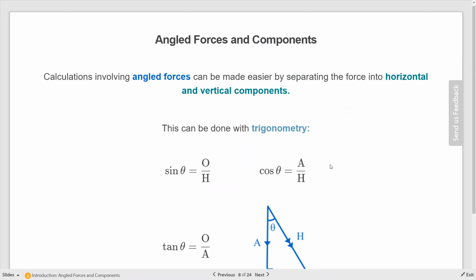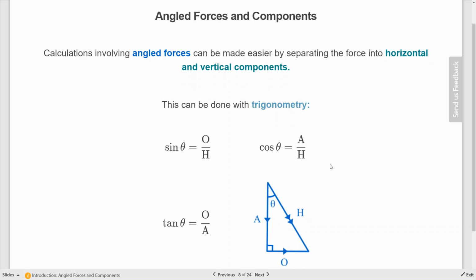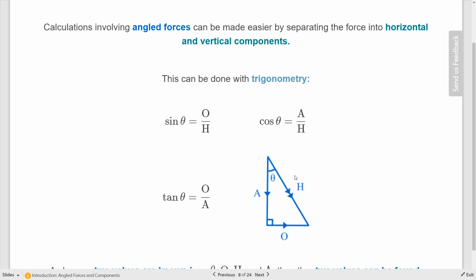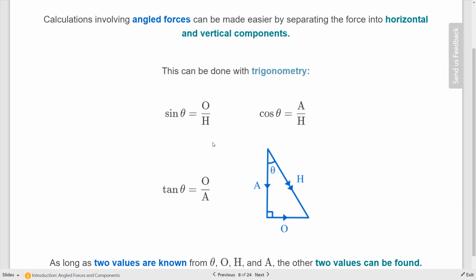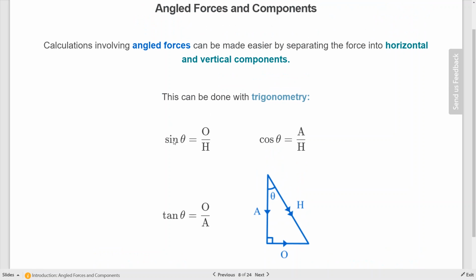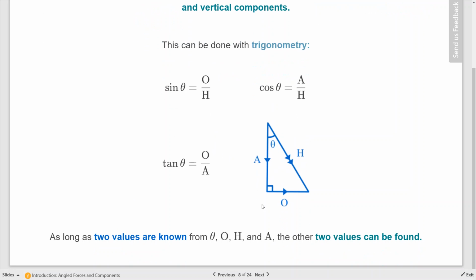So when we're looking at angles and so forth, calculations often involve angled forces, and you can make those easier by separating the forces into horizontal and vertical components. And I know you touched on this a little bit before. Let's say that we have an angled force here, which is an angle theta from the horizontal. We can resolve this H force here into force A and force O, adjacent and opposite. And we can do that with trig. We've got SOHCAHTOA, haven't we? Sine of theta equals opposite over hypotenuse, and so on. So as long as we know two of them, from theta, O, H, and A, the other two values can be found, because you can just use trig for that.